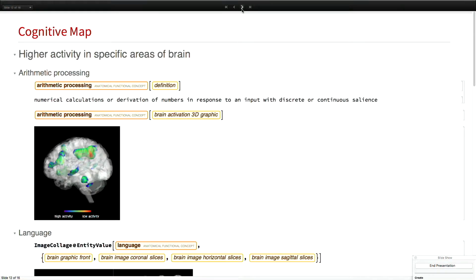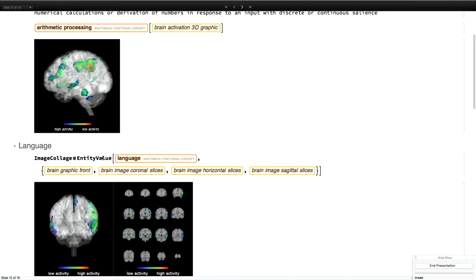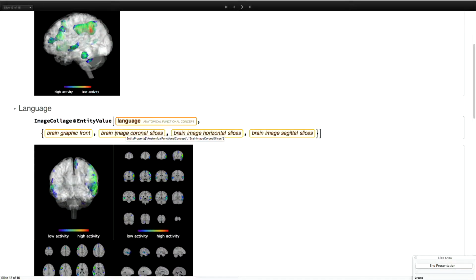So, more examples of brain activity. We have arithmetic processing, our math or calculation ability, which involves the parietal lobe of the brain, indicated by these high activity areas. And next one is language processing.